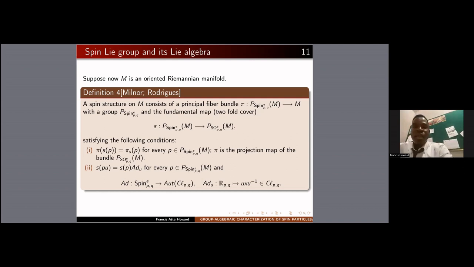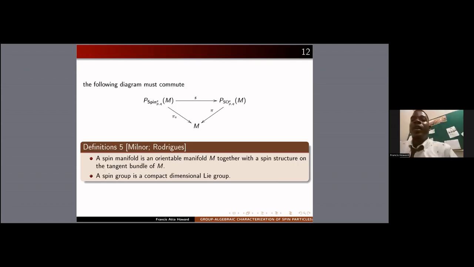Now, these conditions would only be true if it satisfies the conditions below. That is, if pi is a projection map of the bundle. And that is if also the adjoint of the spin moves into the automorphism of the Clifford algebra, and the adjoint of U, with respect to U, is the Clif, the real form of the Clif PQ, that's the RPQ, into the U X U inverse, which belongs to the Clif of PQ. Now, in that case, we have our diagram commutes.